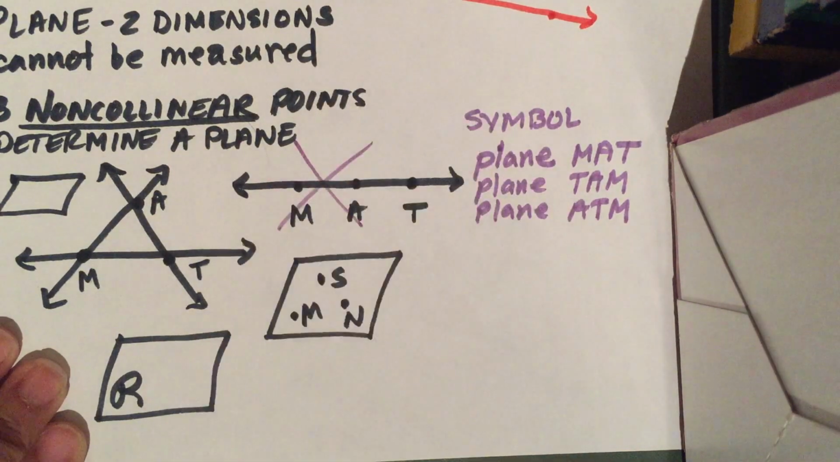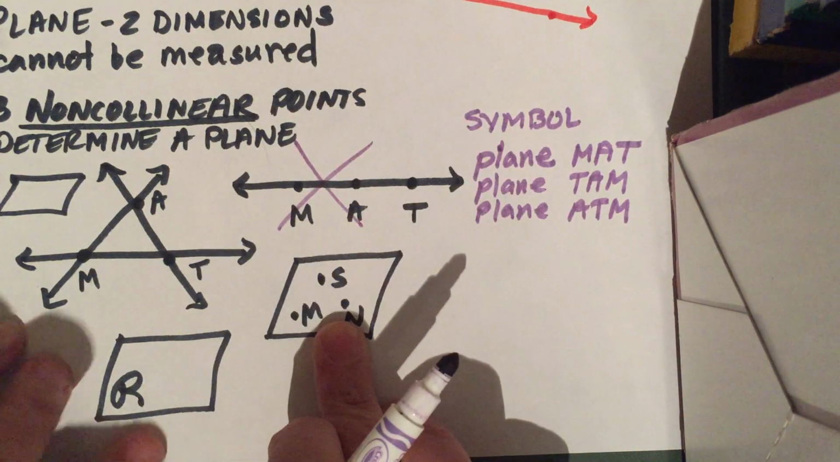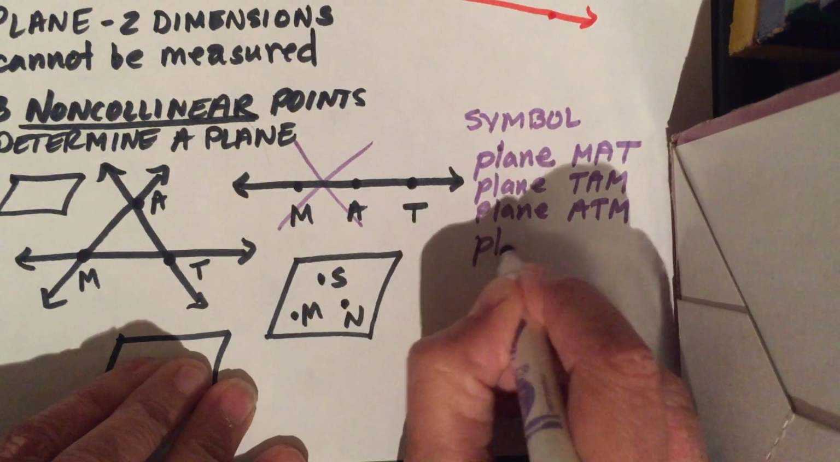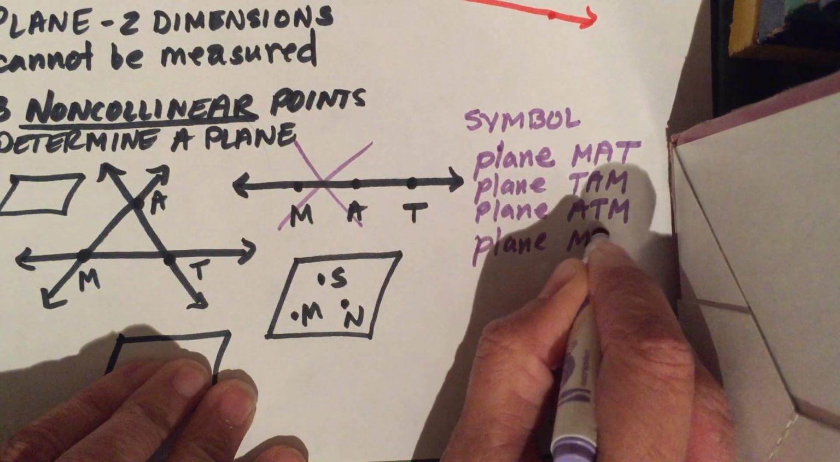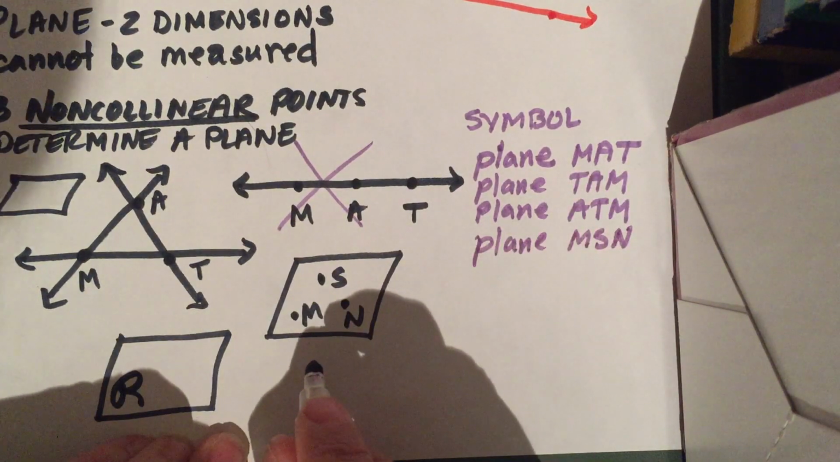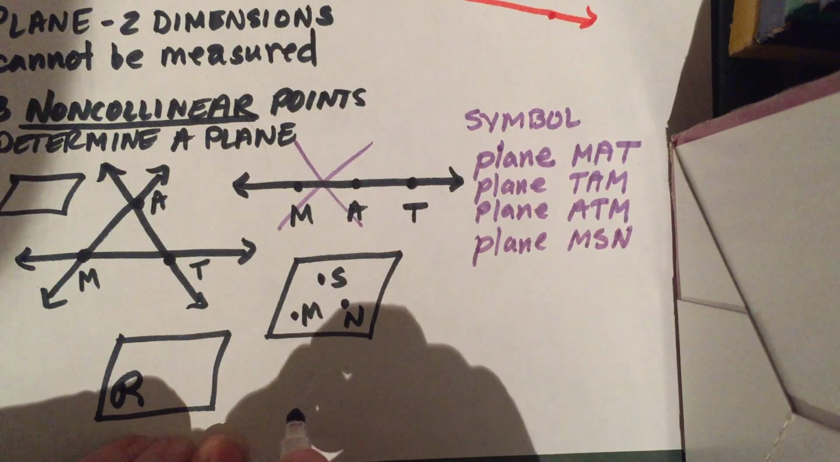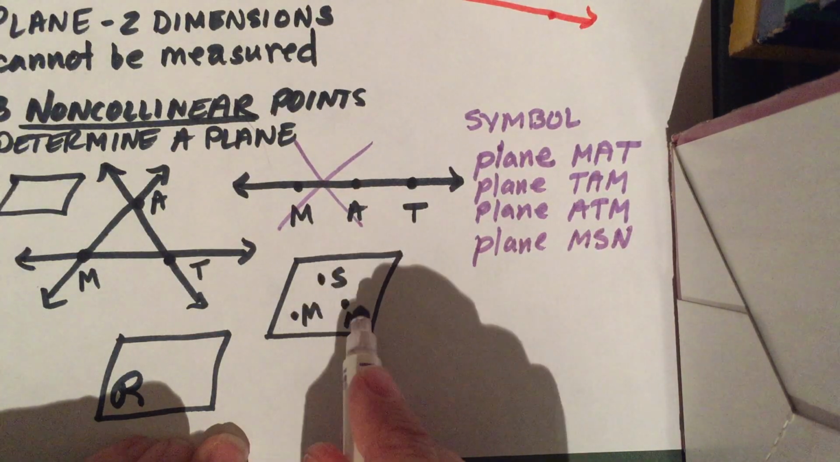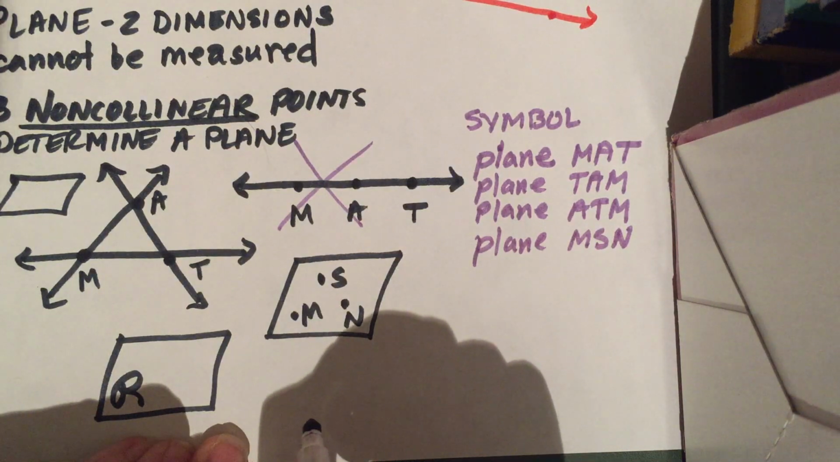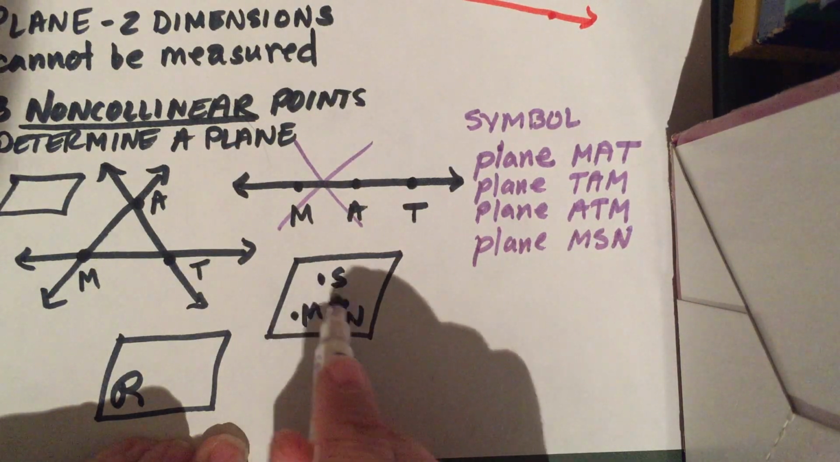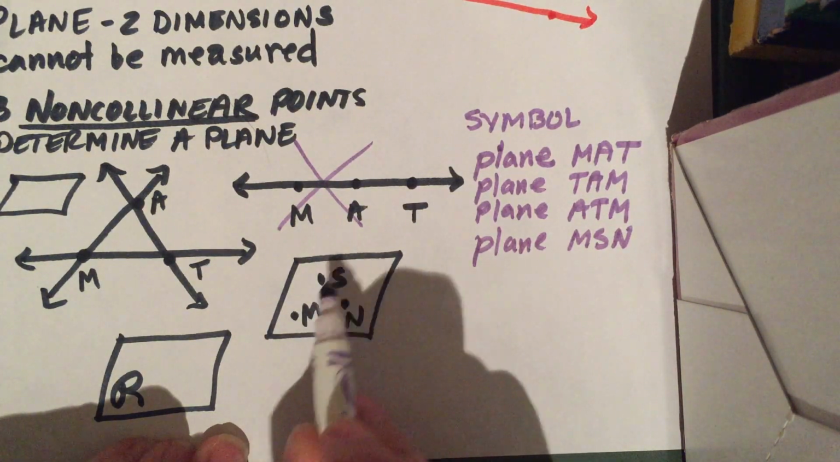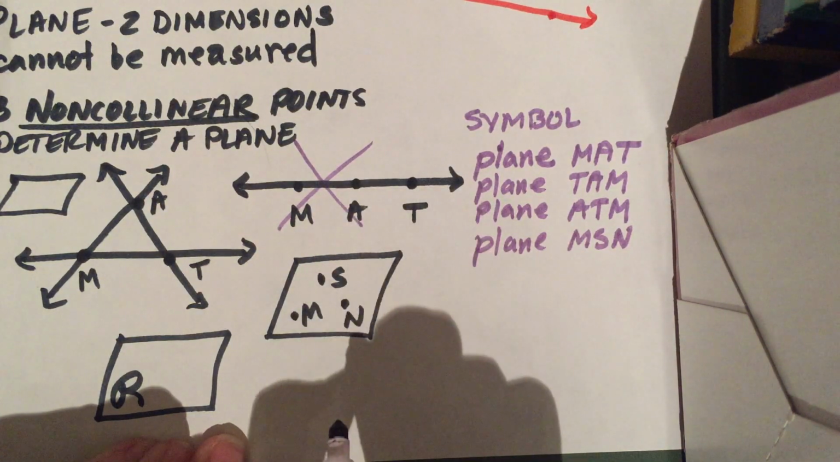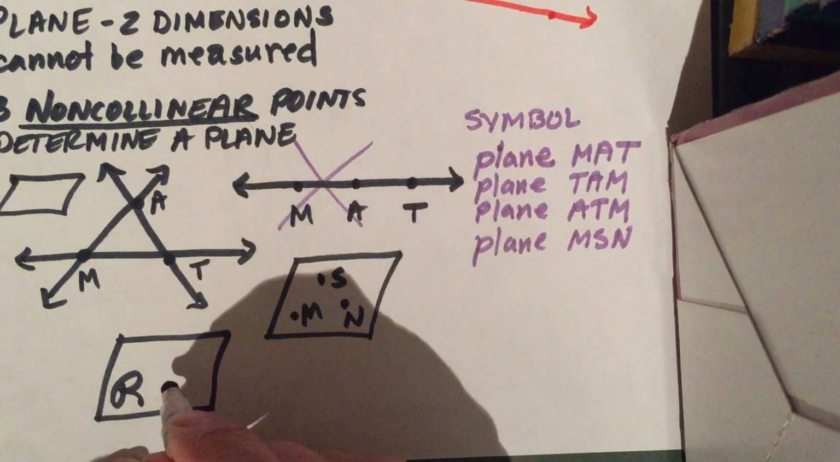This is not a plane. So here, this could be plane MSN. Or it could be plane NSM. Or it could be plane SMN. Or it can be plane SNM. Okay? Or it could be plane MNS. It doesn't matter. The order doesn't matter. For lines and planes, it does not matter. So now let's look at naming this one.